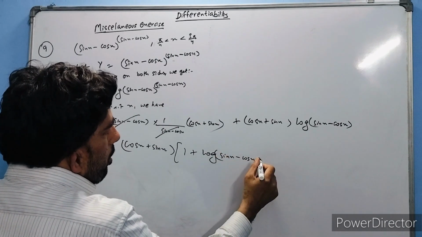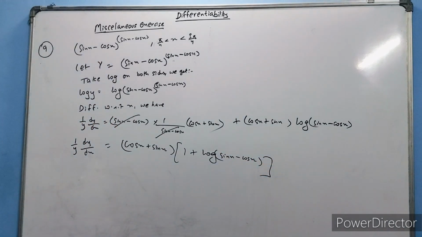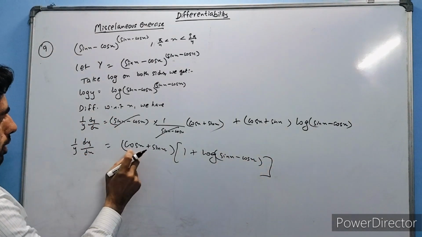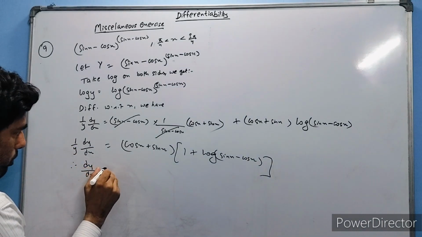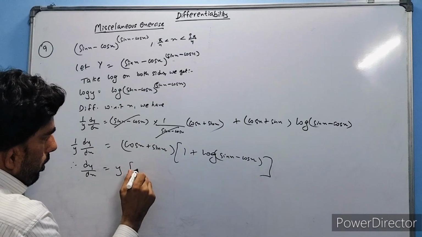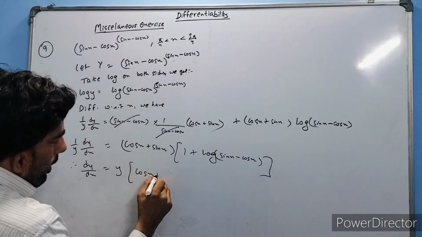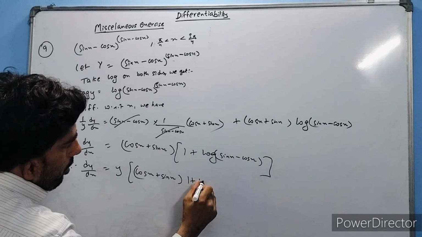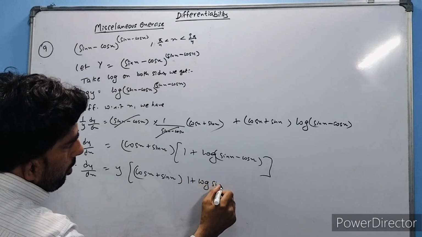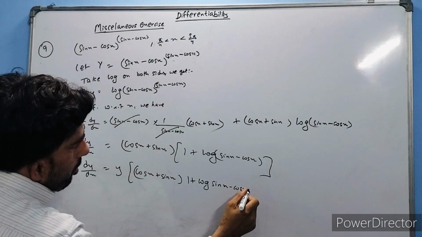Okay, so now what will be my next step? I will take y to that side. So therefore dy upon dx will be y into this cos x plus sin x, 1 plus log of sin x minus cos x.